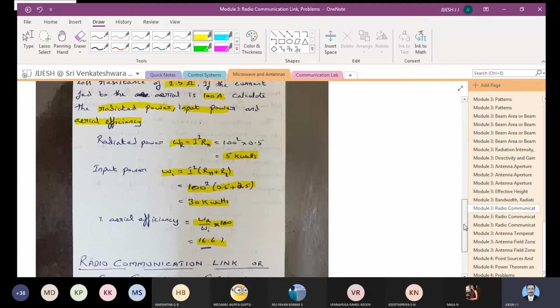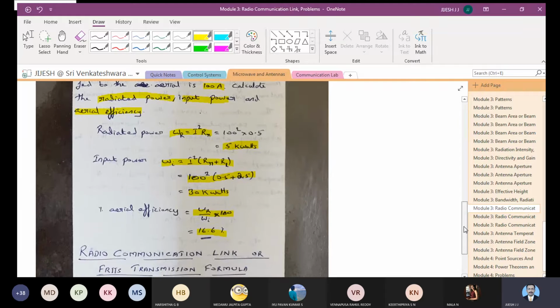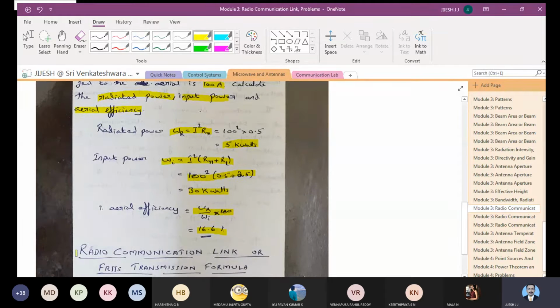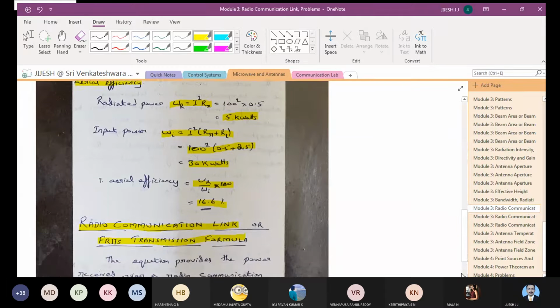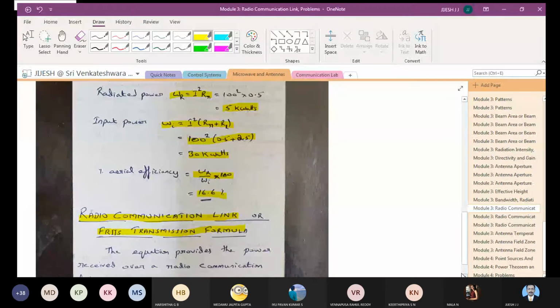So those who have completed, just note down this topic, that is radio communication link or Friis transmission formula. So you write down the topic, radio communication link or Friis transmission formula. Friis, F-R-I-I-S, Friis transmission formula.